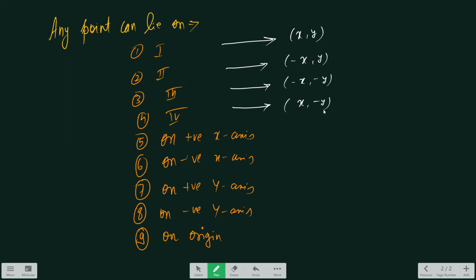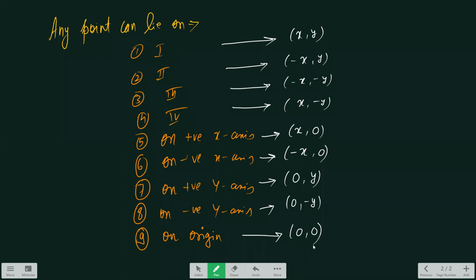Now, if the point lies on the positive x-axis, the value of x is positive and the value of y is 0. If a point lies on the negative x-axis, the value of x is negative and the value of y is 0. If a point lies on the positive y-axis, the value of x is 0 and the value of y is positive. If a point lies at the origin, then it is always represented in the form 0 comma 0. So these are the standard forms through which you can identify on which quadrant, axis, or origin the given point lies. Okay, is it clear to you all?